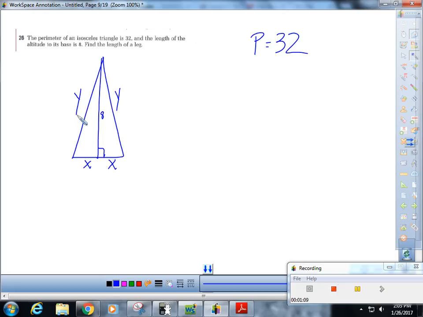I'm going to need two equations, because I have two variables. One of the equations is pretty simple. 2y plus 2x equals 32. Okay? The other equation is also pretty simple. And that would be, do you know that? x squared plus 8 squared equals y squared. Now, what to do from here is the major question, okay?